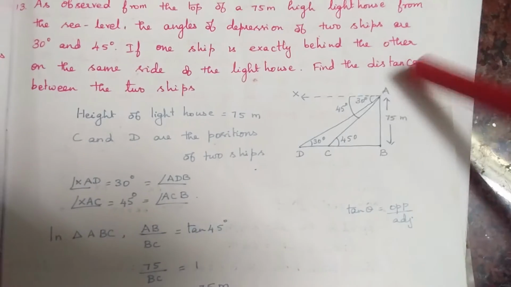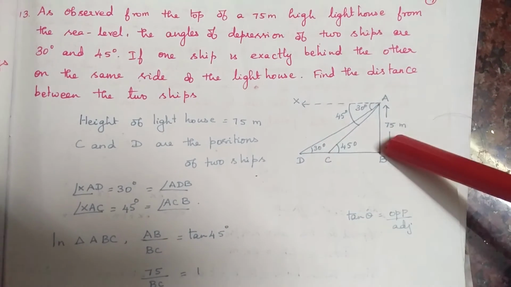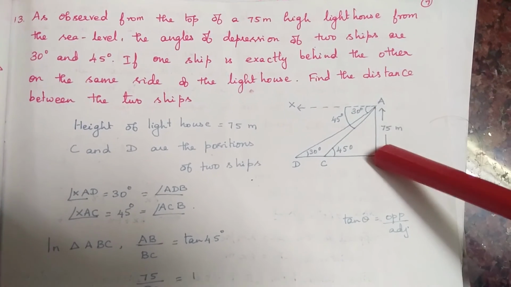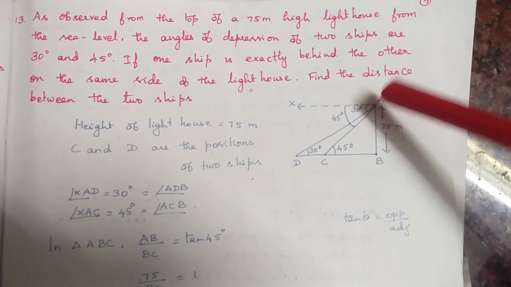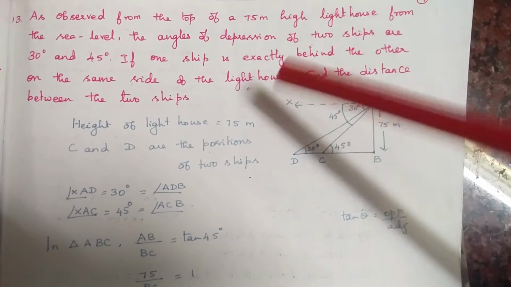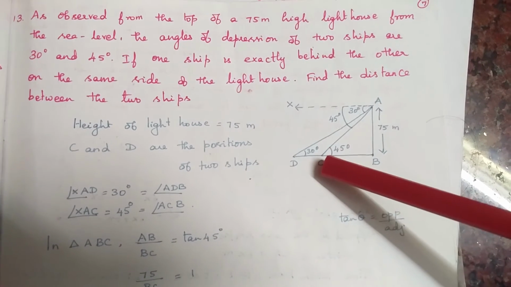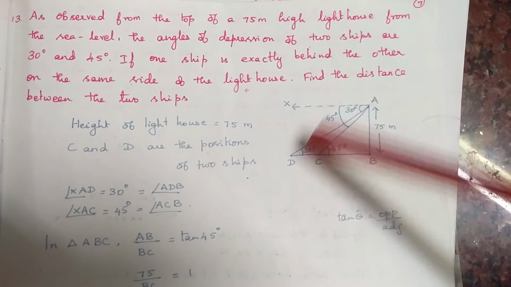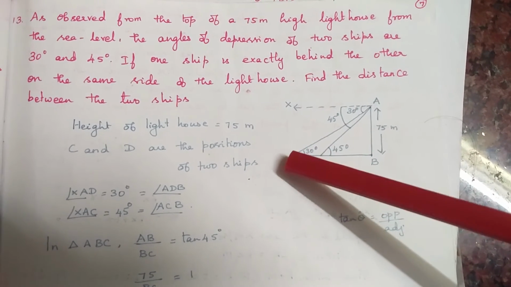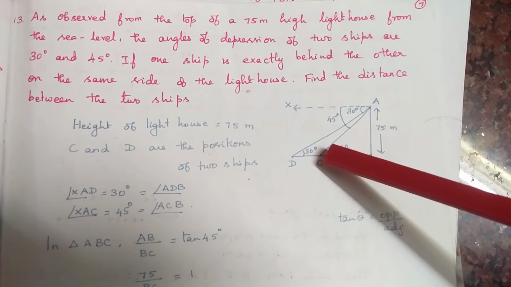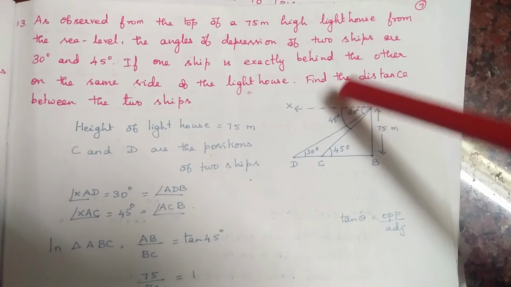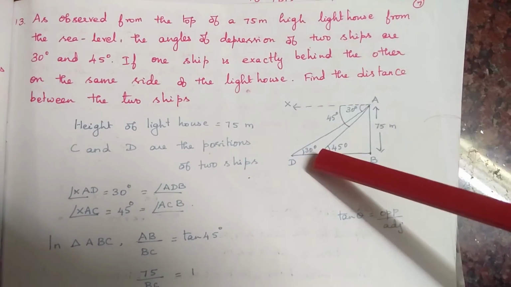So here itself the two triangles are there, observed from the high lighthouse. This is the lighthouse, 75 meter. From the sea level two ships are there, one ship is D and another ship is C. You have to see from the top of the lighthouse to the two ships, at 30 degree and 45 degree. AX and BD are parallel lines, so by alternate interior angles, these two angles are equal.